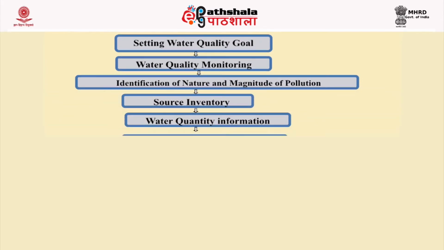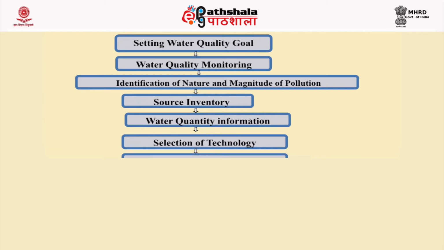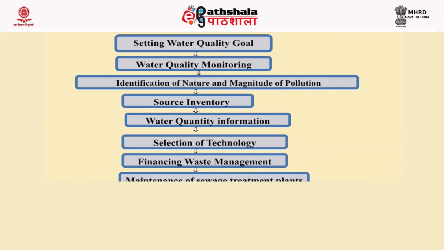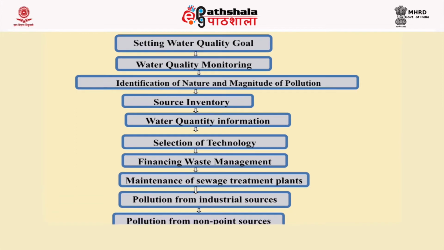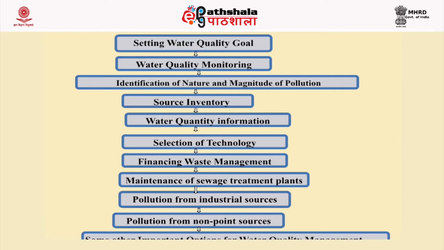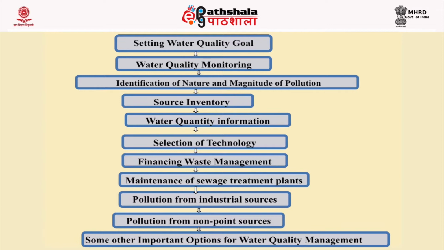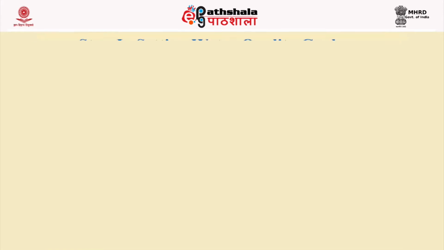identification of nature and magnitude of pollution, source inventory, water quantity information, selection of technology, financing waste management, maintenance of sewage treatment plants, pollution from industrial sources, pollution from non-point sources, and finally some other important options for water quality management. Now let's learn these steps one by one.